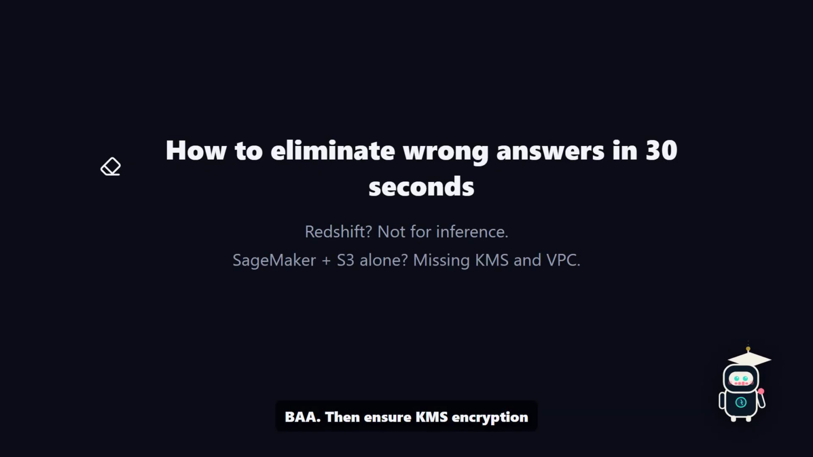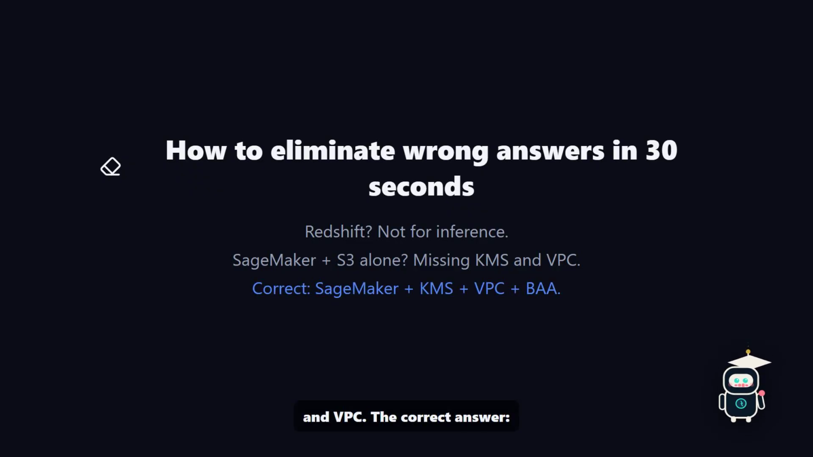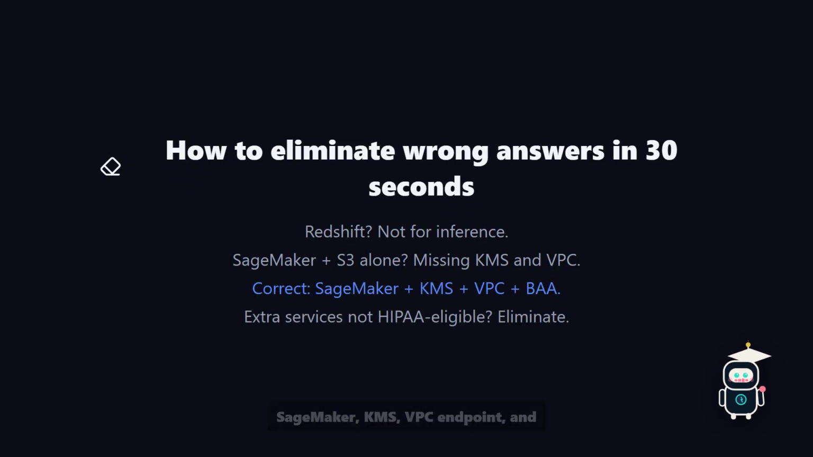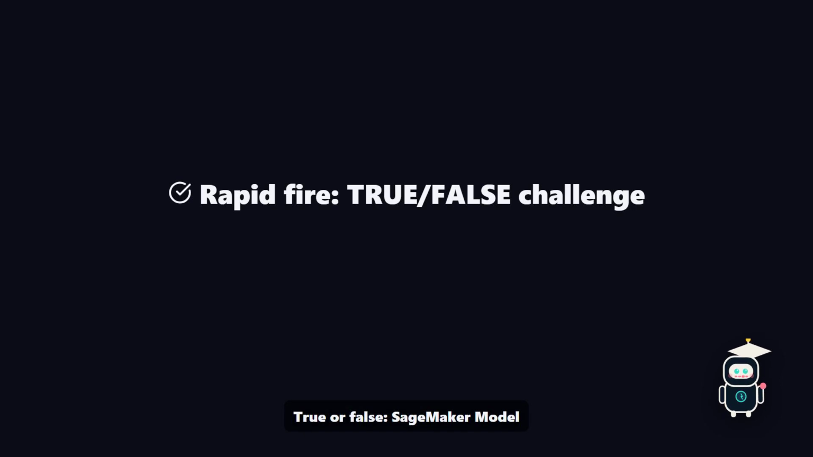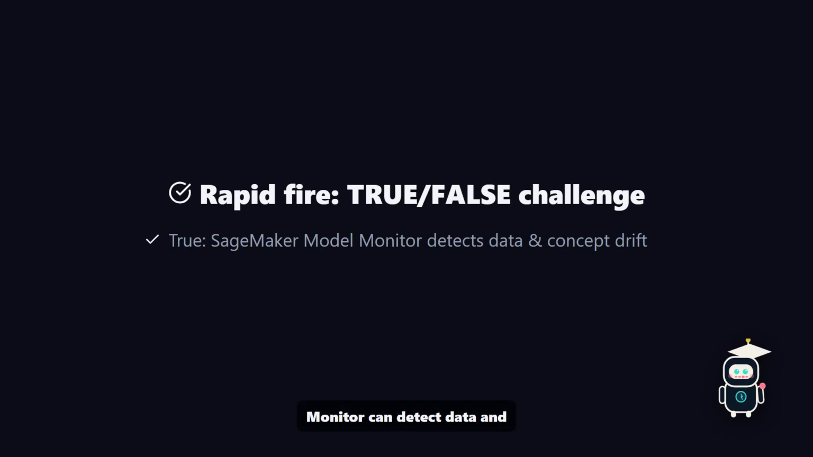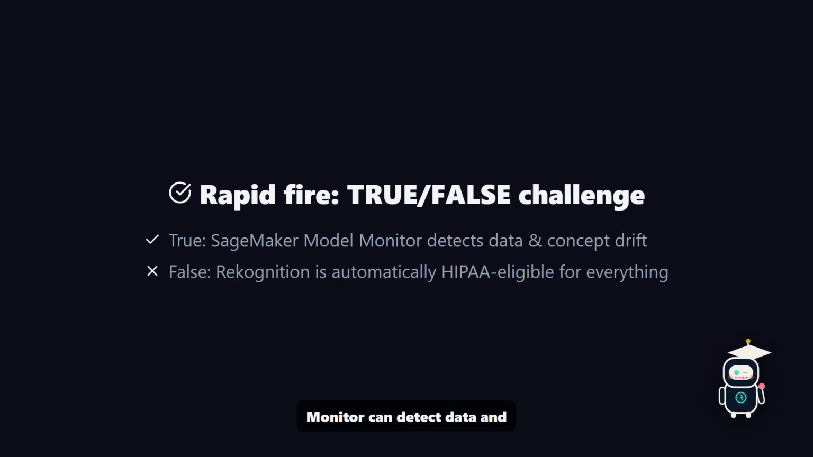Then ensure KMS encryption and VPC. The correct answer: SageMaker, KMS, VPC endpoint, and a BAA on the account. Don't get distracted by shiny extra services. True or false? SageMaker Model Monitor can detect data and concept drift?